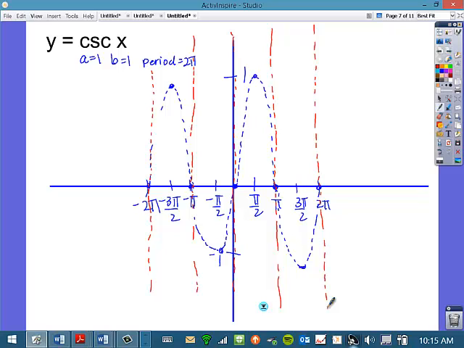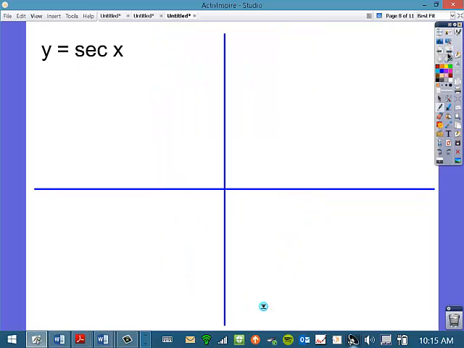So now I'm going to graph my cosecant function. Basically, you graph it in between the asymptotes in the opposite direction. So here's your cosecant function, wherever it's in red. All right, now we're going to graph the secant function.